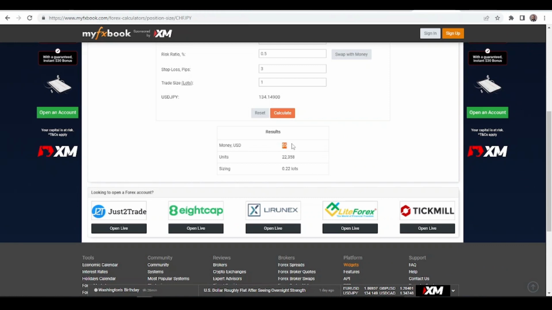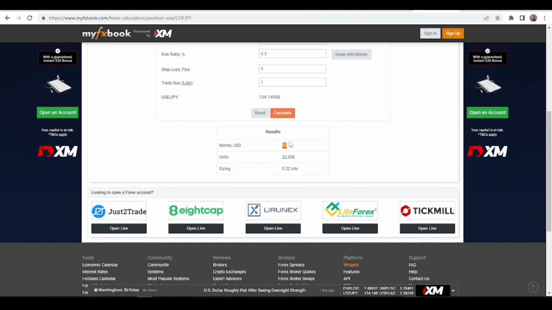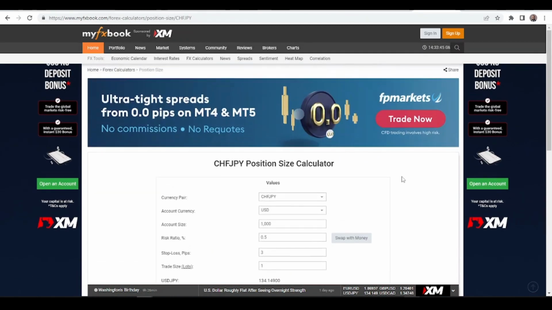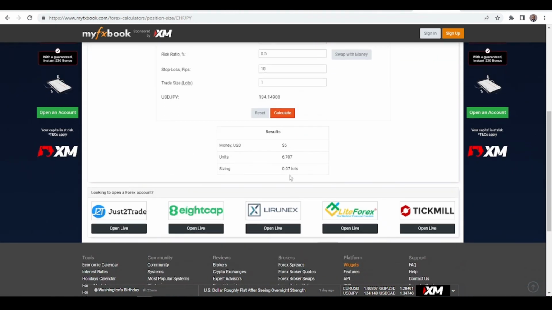It will tell me how much I'm risking and the lot size I'm supposed to use here. So I'll get 0.22, and that's going to be my lot size, and my risk is going to be $5. So it changes like that. If I increase my stop loss, my lot size also reduces, but the risk is still the same.